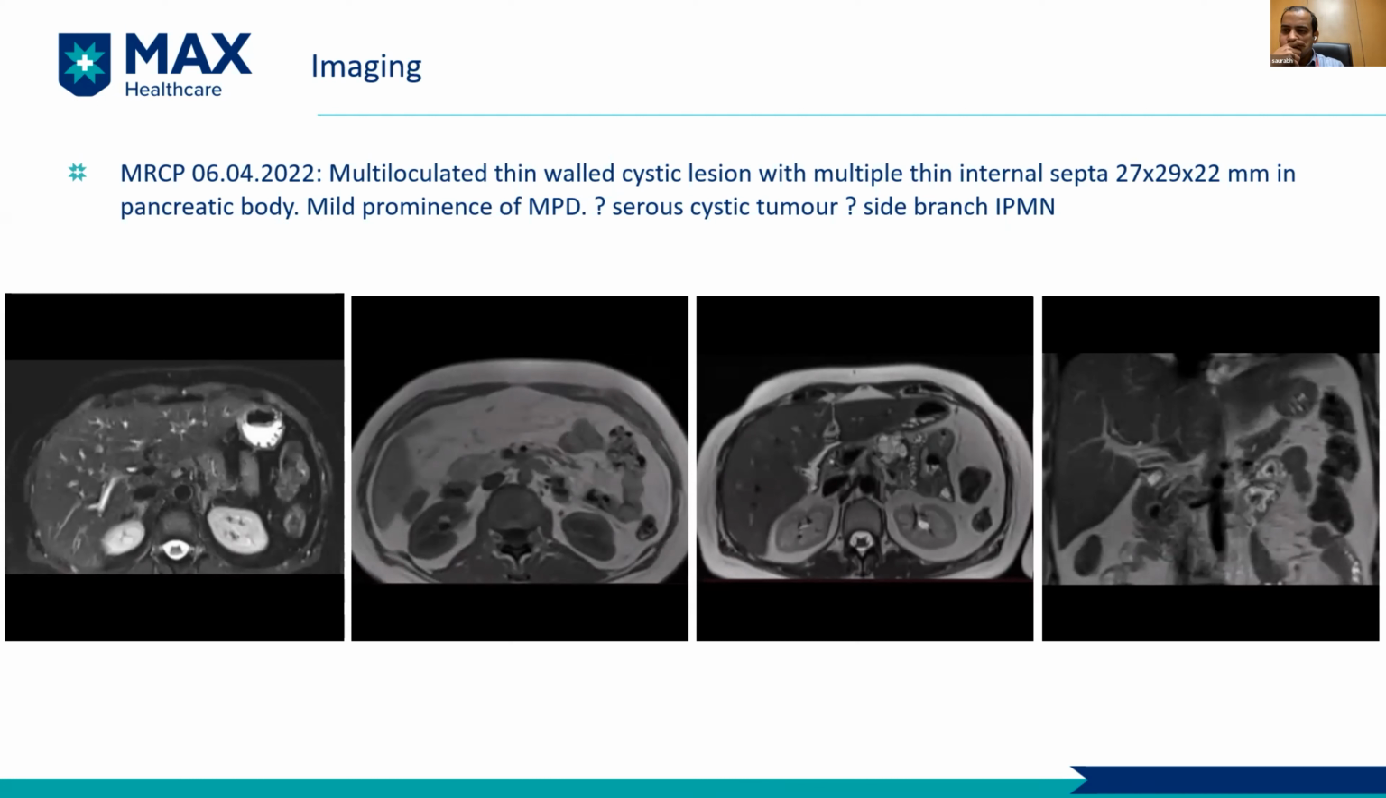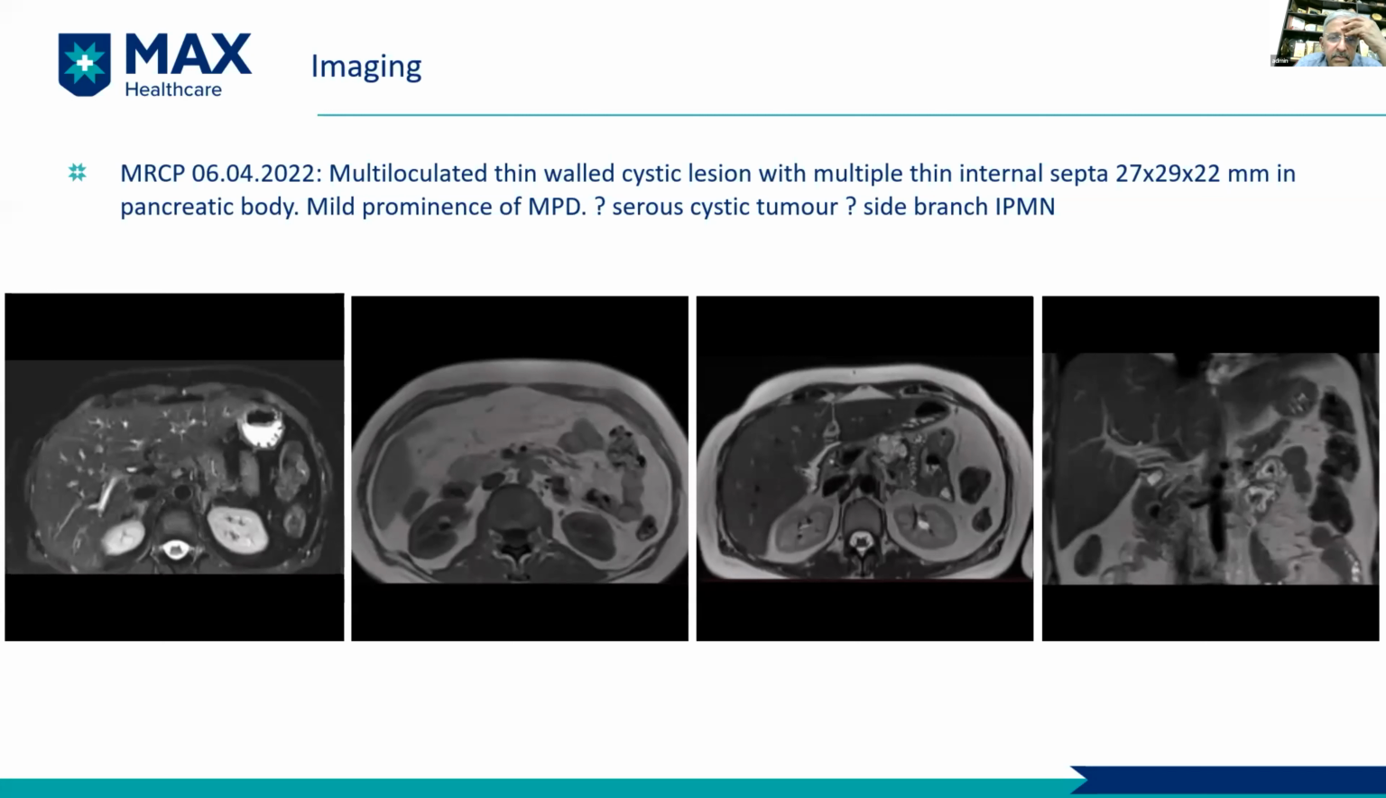Yeah, and the locules are multiple. They are more than 6 in number. The size of individual locule is less than 2 centimeters, which is usually the cutoff taken. So I think because of these imaging reasons, the differential diagnosis of a serous cystic tumor must have been kept in this case. What is the total size of the lesion?